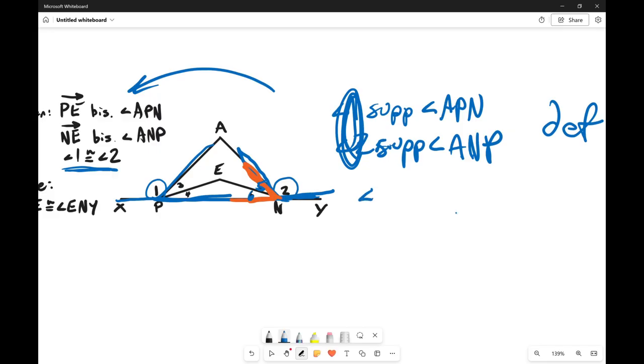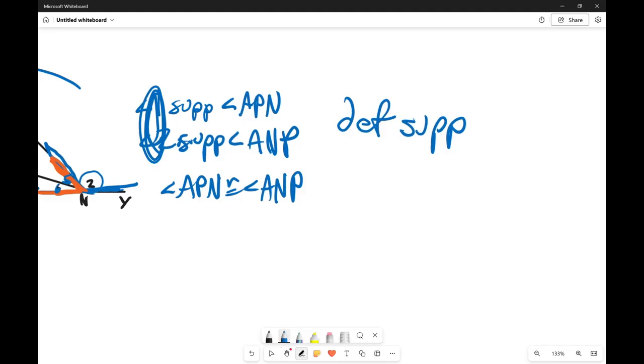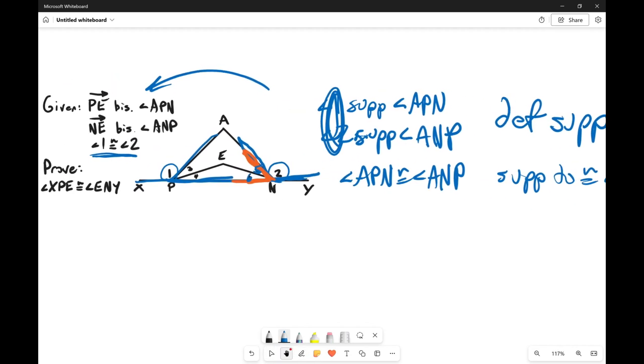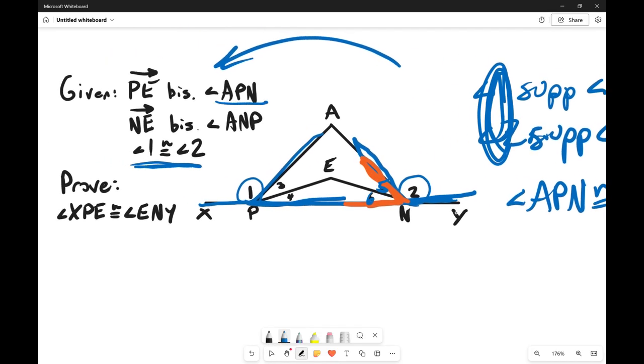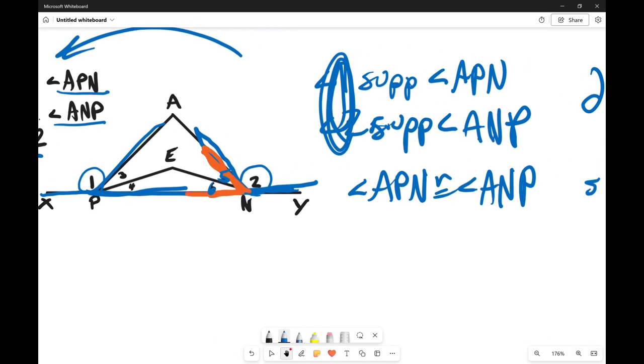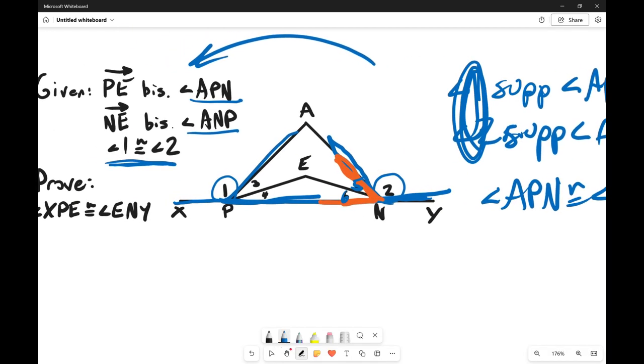So you can say that APN is congruent to ANP. And that would be supplementary to congruent angles. Now we're getting somewhere. So we know that PE bisects APN and NE bisects ANP. And we know that these ones are congruent. So if this bisects this and this bisects this, what does that tell us about all the rest of the angles? Well, that means that 3, 4, 5, and 6 are all going to be the same.